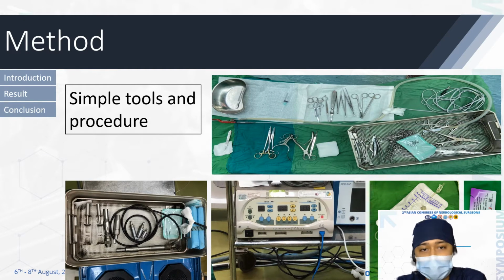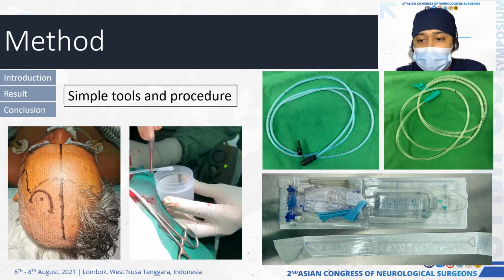So these are the simple tools that we use. A lot of the time we use the manual cranial drill. Sometimes we have the privilege to use the automatic drill. And as you can see, just a standard neurosurgical set that we use on a daily basis. And the procedure itself is very standard, that we already know.